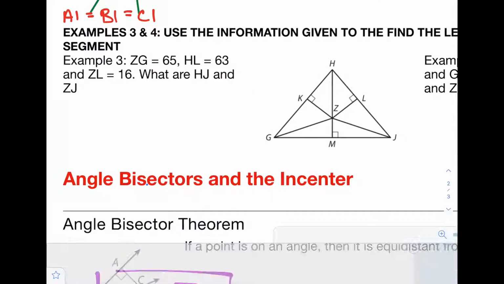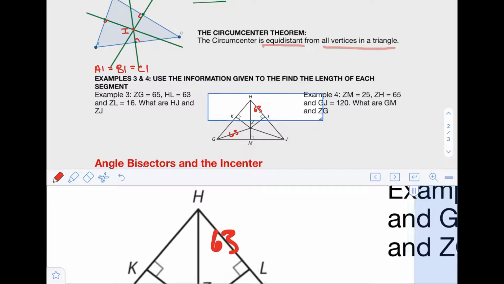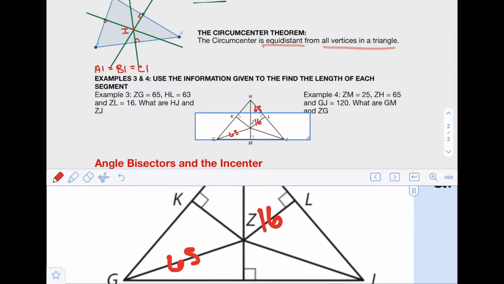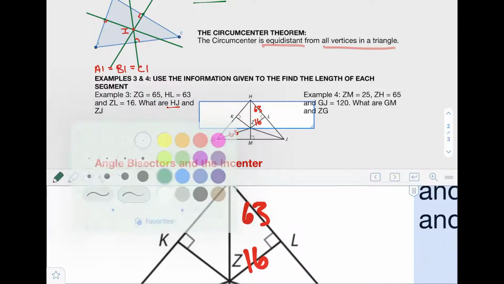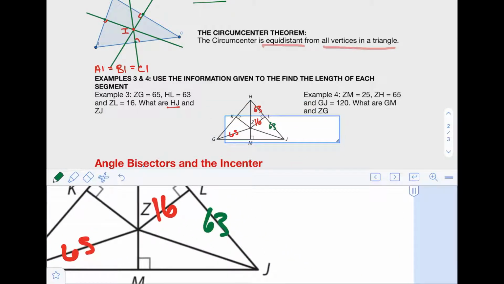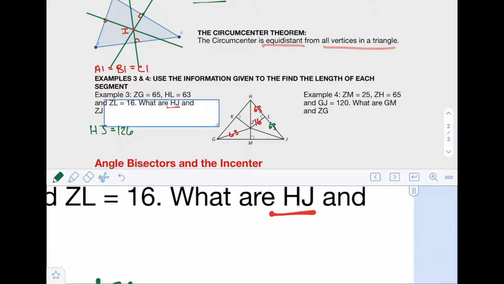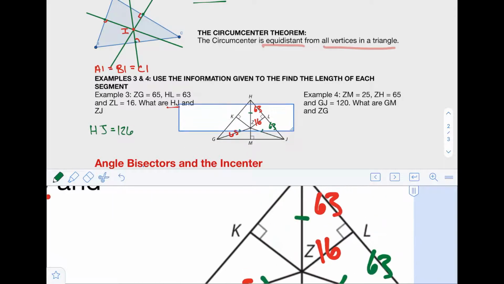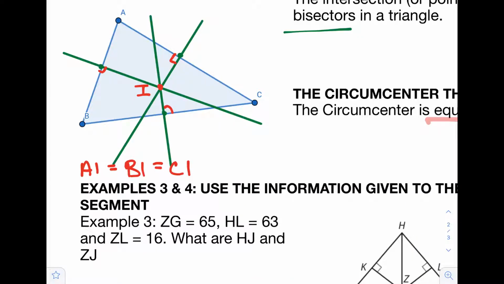Now let's use these properties to solve a couple of problems. We'll use the same diagram for each. For example 3, if we have ZG is equal to 65, HL is equal to 63, and ZL is equal to 16, we can fill these numbers in and identify where HJ and ZJ are. Now, because ZL is a perpendicular bisector to HJ, that means that HL has to be exactly half. So we can just double that. HJ is 126. Now, point Z being the circumcenter means it's the same distance away from all of the corners. So ZG is the same as ZH is the same as ZJ. ZJ has to be 65.